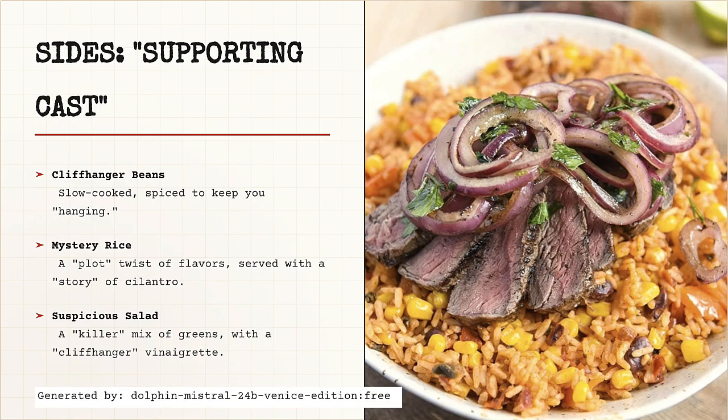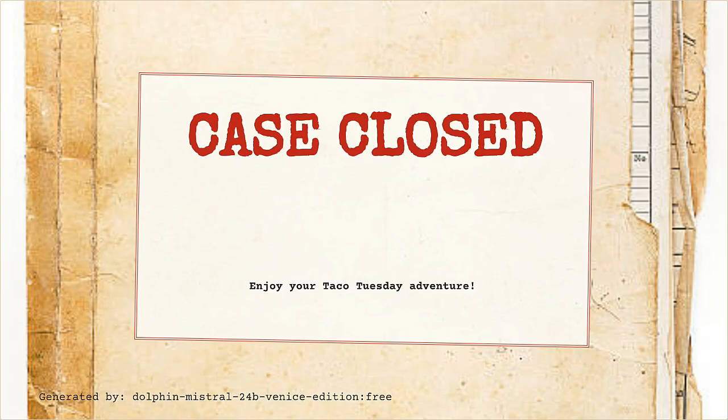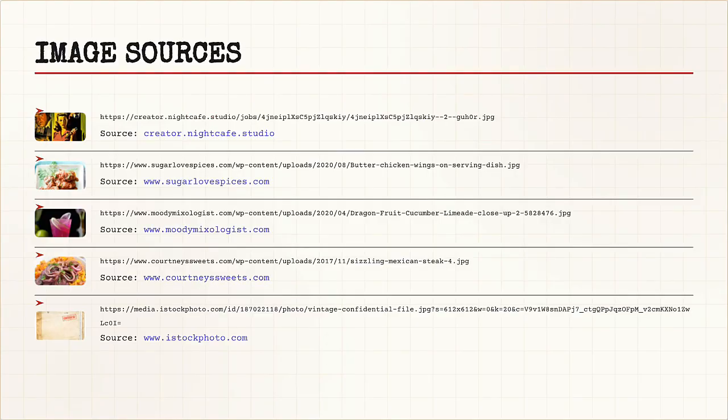No plot is complete without the supporting cast of sides. Choose from the Spiced Cliffhanger Beans, the flavor Plot Twist Mystery Rice, or the Killer Suspicious Salad. Case closed. We hope you enjoy your Taco Tuesday adventure. Thank you for watching this video. The final slide lists the image sources used in this menu.